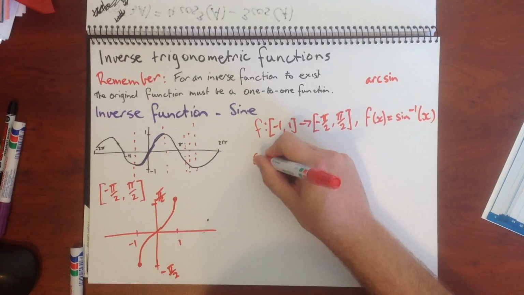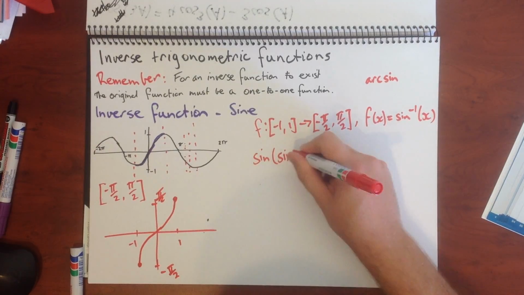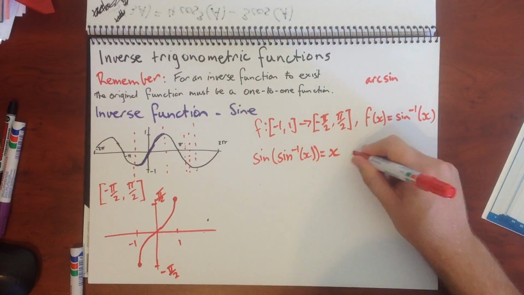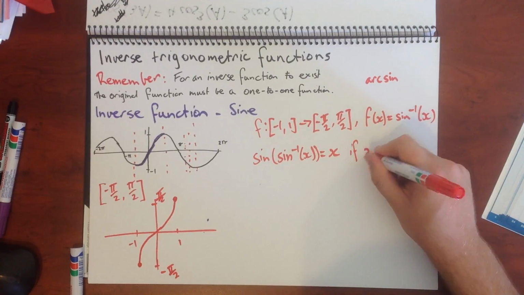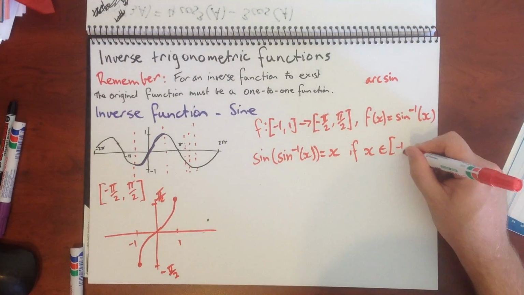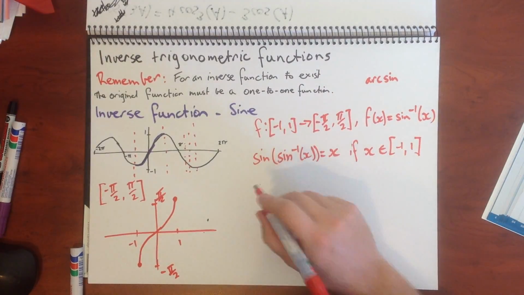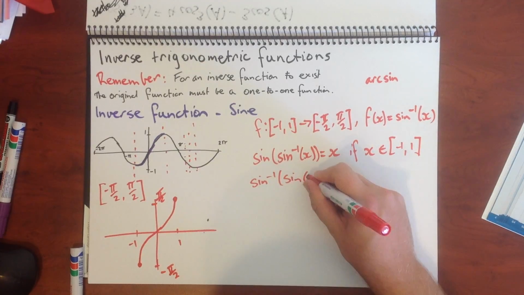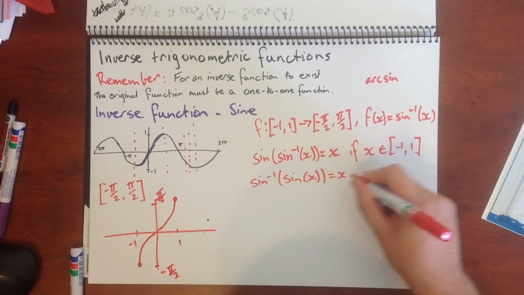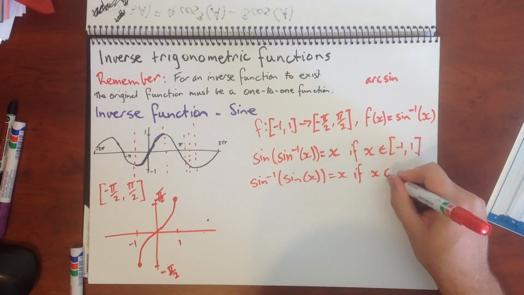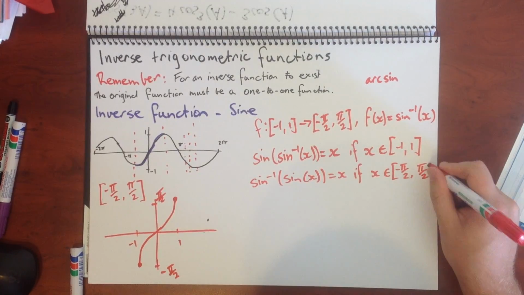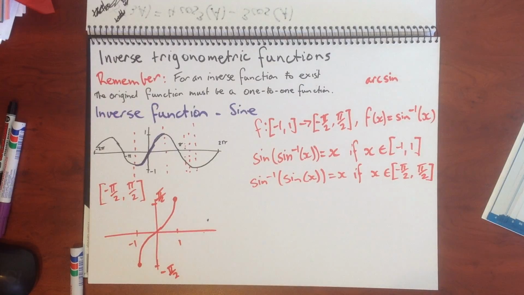If we take sine of the inverse sine of x, that equals x if x is an element of -1 to 1. Or we can say if we take the inverse sine of sine of x, that will equal x if x is an element of minus pi on 2 to pi on 2. So those are our general results for the inverse sine function.